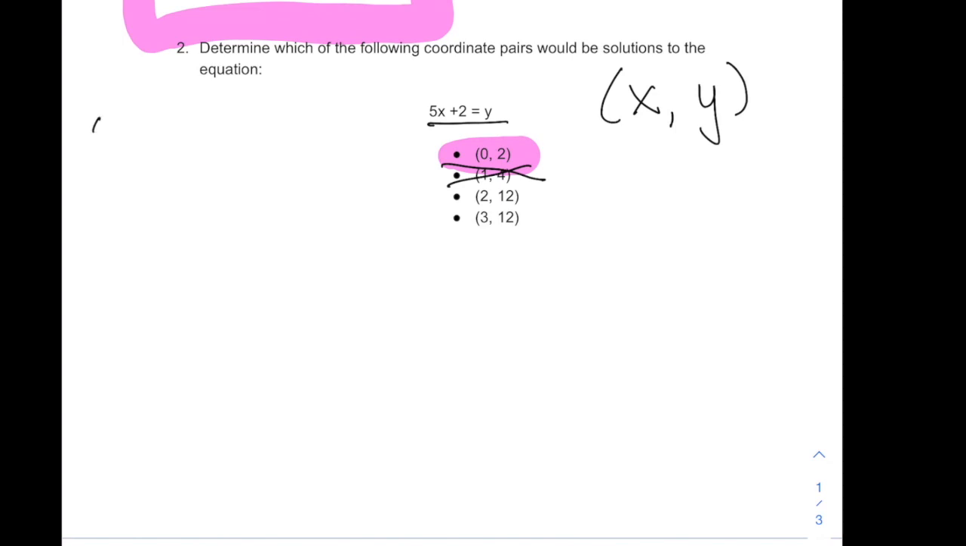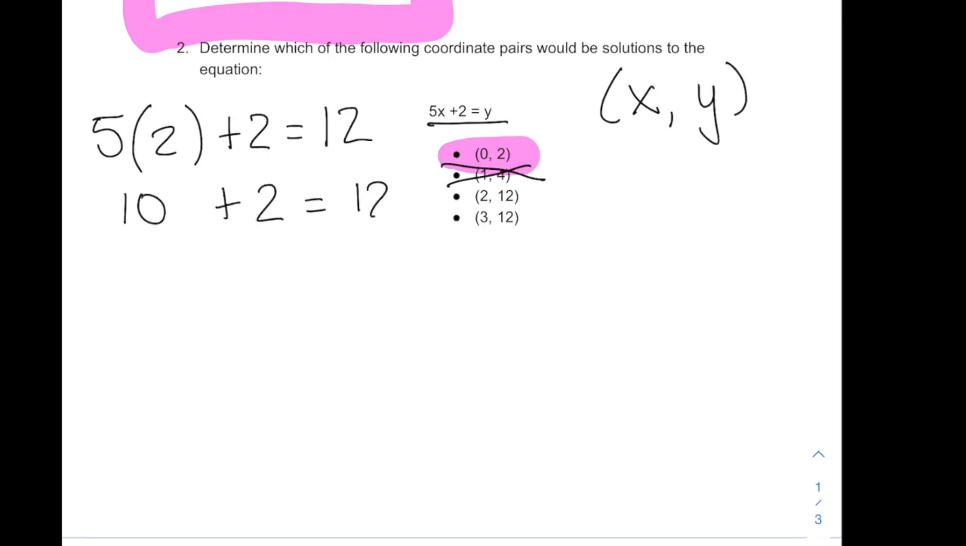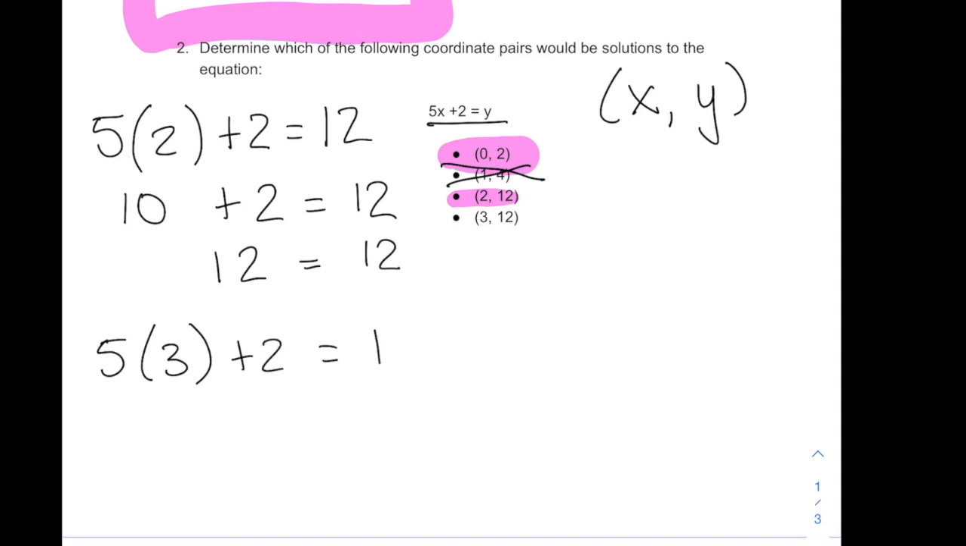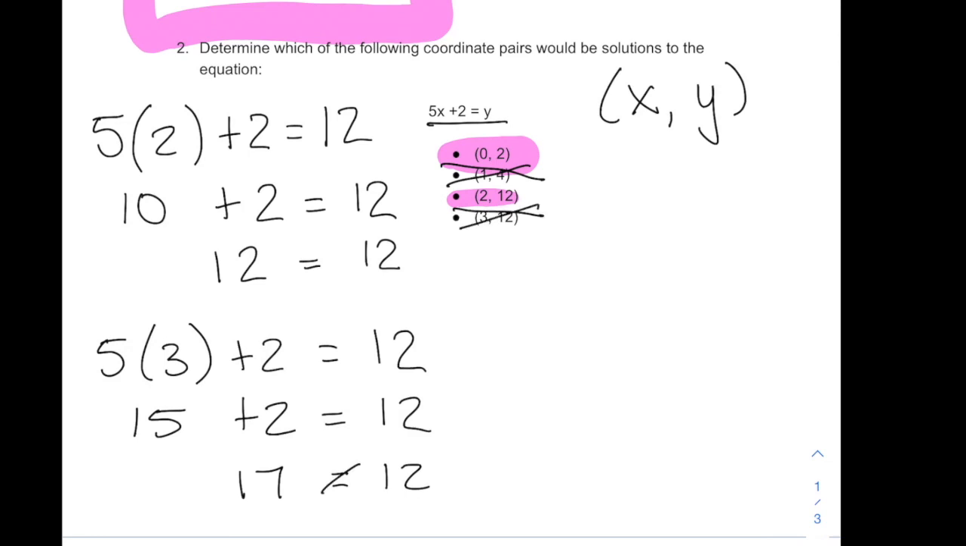Our next one, we're gonna have 5 times 2, replacing x with 2, plus 2 from our original equals 12. Y is 12 here. 5 times 2 is 10, plus 2 equals 12. 12 equals 12. True statement, so that one works. Finally, we have 3 as our x value and 12 as our y value. 5 times 3 is 15, plus 2 equals 12. 17 does not equal 12, not a true statement.